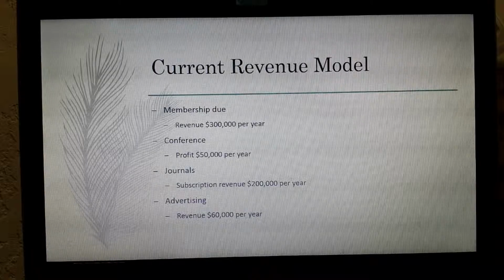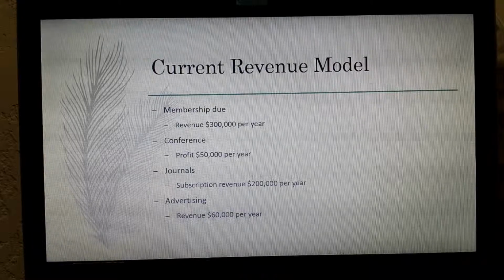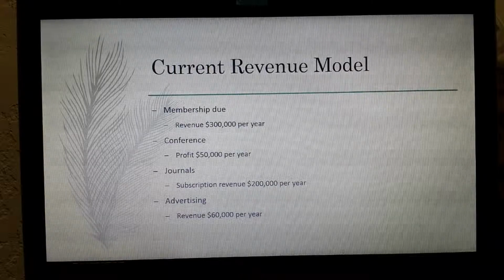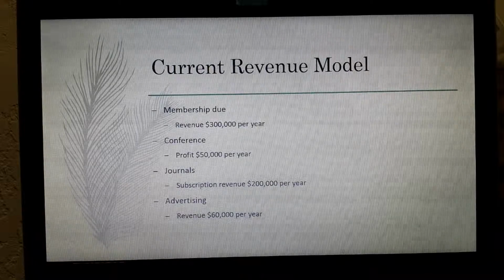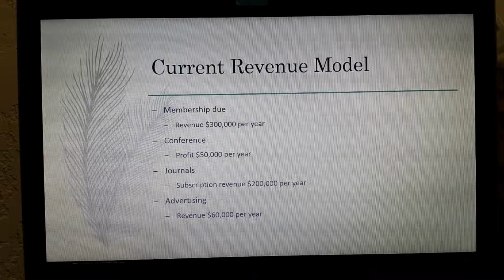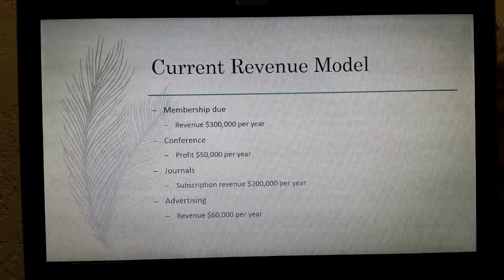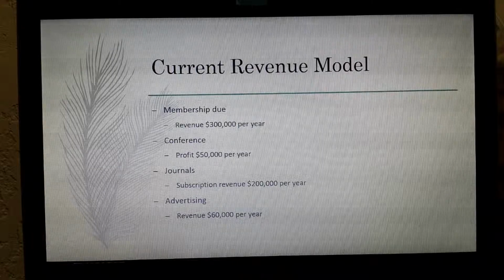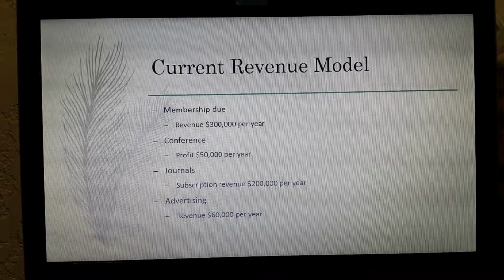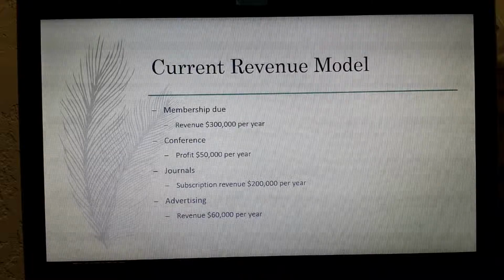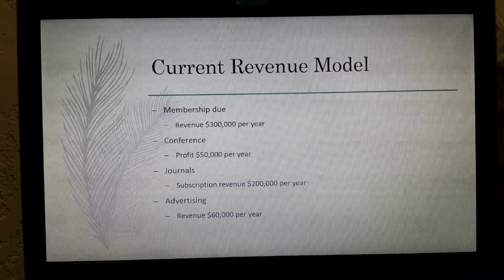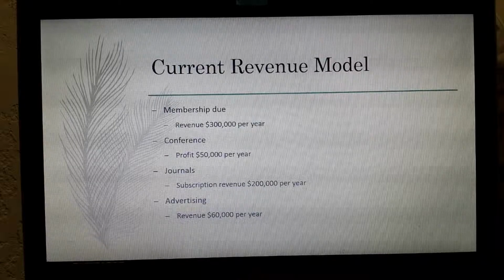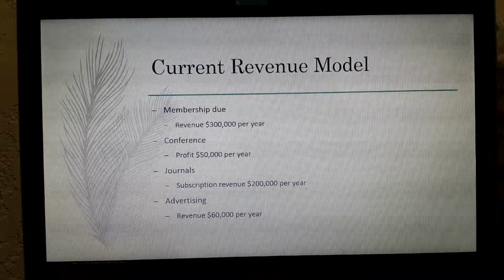The third channel is journal subscription. This organization publishes 2 kinds of journals. One is academic journals called Annals of International Business, while another journal is business focused, called International Business Today. These 2 journals together generate a total subscription revenue of $200,000 per year. The last channel is advertising, which allows the ASIB to generate $60,000 annually.